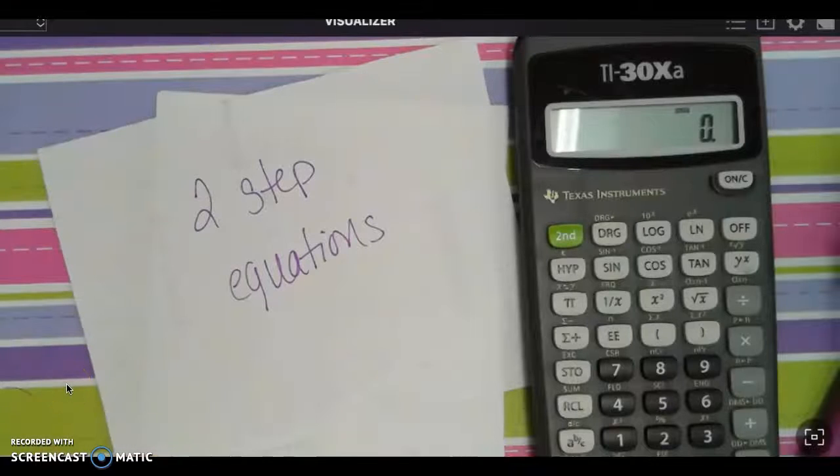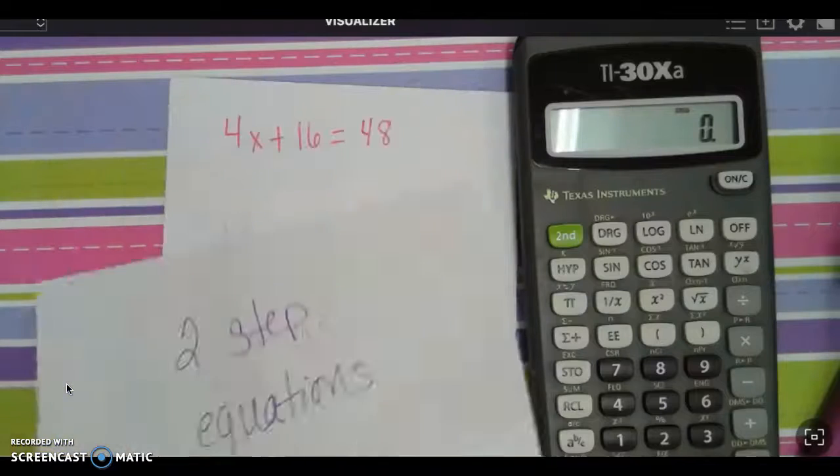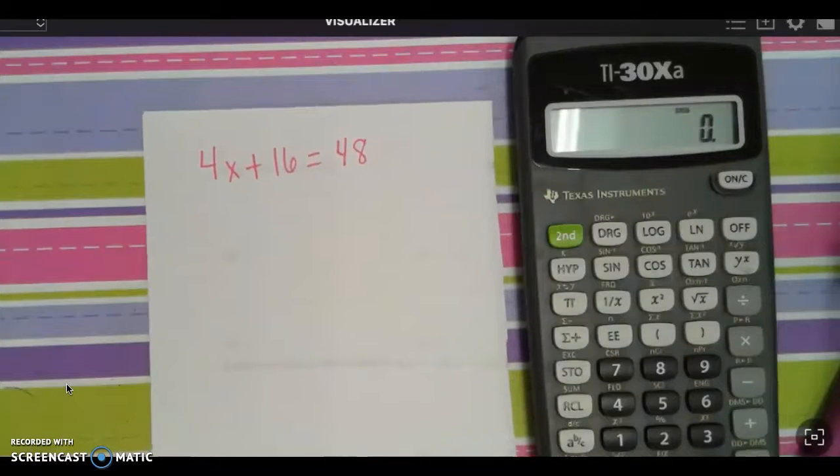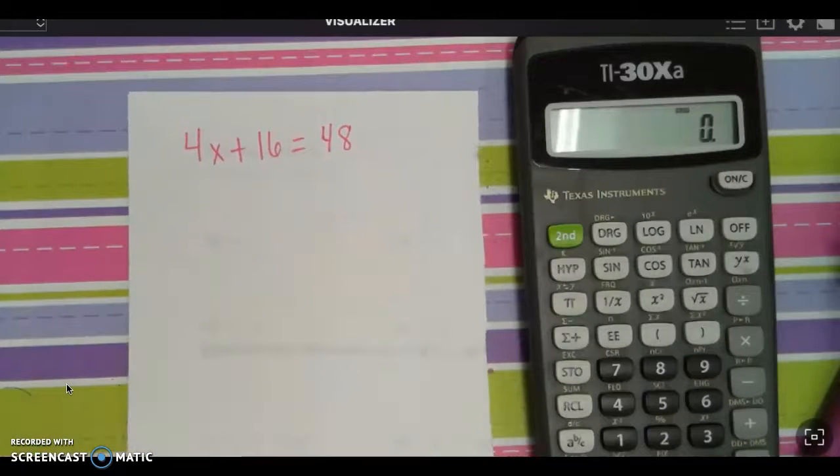All right, folks, it's time for some two-step equations. I hope you've been doing well with one step, and we're going to add in a little something extra today. So, again, we are going to focus on dealing with the variable. We want that variable by itself. Whatever the letter is, by itself.